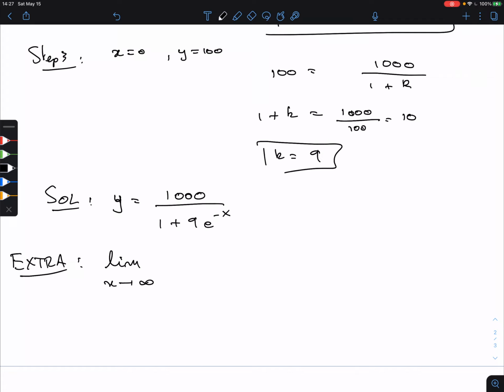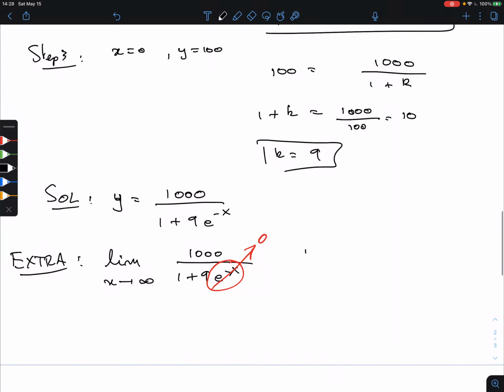If we take the limit, as we discussed in the introduction, the only thing that happens is infinity is plugged in here, so e to the negative infinity would be 0. What we get is that the limit is 1,000 over 1, so exactly 1,000. So this model says that after long enough time, the population will stabilize around 1,000. When there are 1,000 members in this population, the rate of dying and the rate of birth are going to be equal.